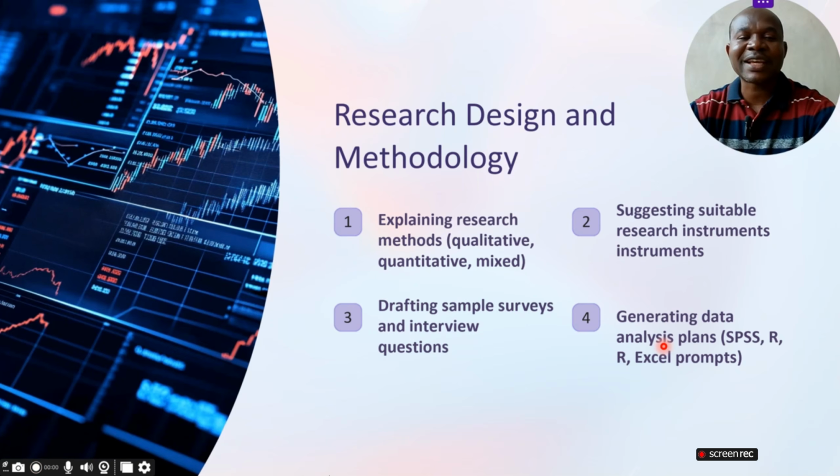The beauty of artificial intelligence is that you can engage it to guide you on the appropriate research design, even for your research concepts. Explain research methods: quantitative, qualitative, the mixed type. You want to know what research method is appropriate for this, or for the method I'm using, and how will I describe it? So you can brainstorm with artificial intelligence.